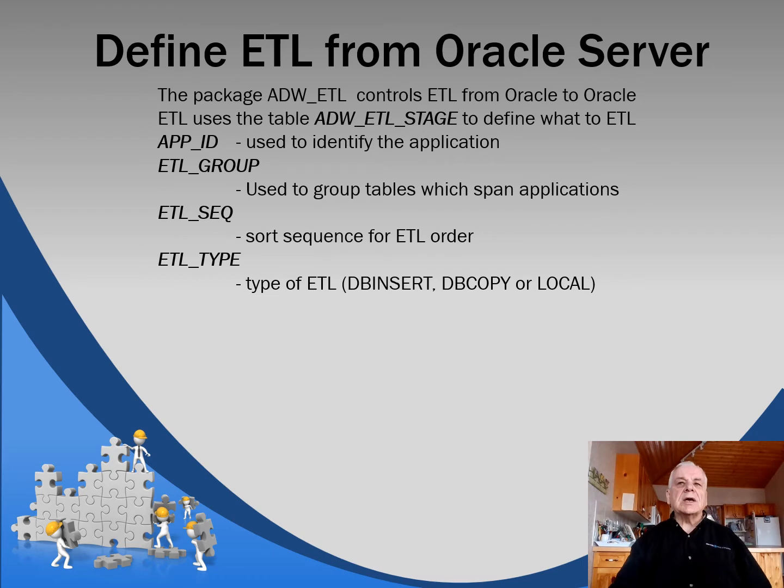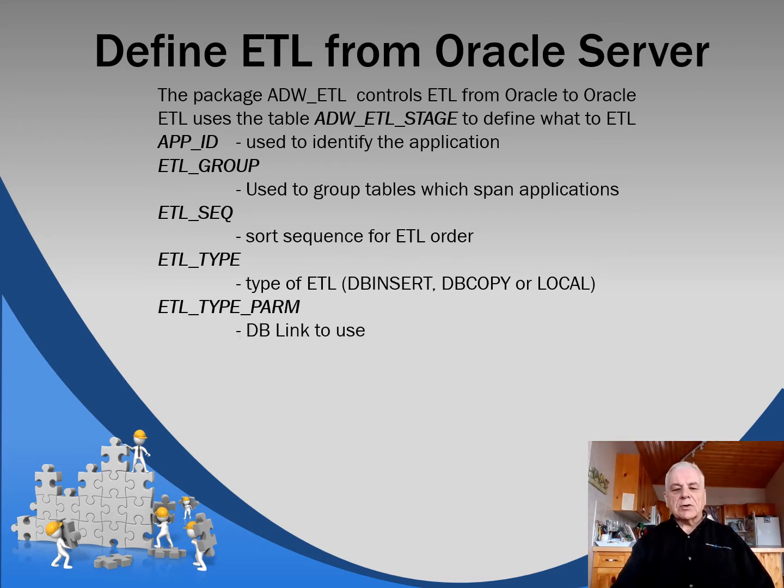DB copy basically copies the data. It's a one-statement copy, very high speed, Oracle to Oracle. Local means that a secondary service feeds the data, and then you want to process that data in the secondary service. For example, we had Informatica feed data into the warehouse, and we needed to pick up when Informatica had completed. So those were what we call local.